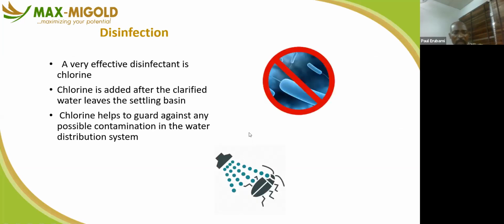Disinfection. What do you use disinfection for? A very effective disinfectant is what? Your chlorine. Chlorine is added after the clarified water leaves the settling basin. Chlorine helps to guard against possible contamination in the water distribution system. But when you apply your chlorine, it has a certain quantity that you must add to your water. If you don't consider the quantity, definitely you have excess chlorine in your water, and that can make the water become what? Bitter in taste.